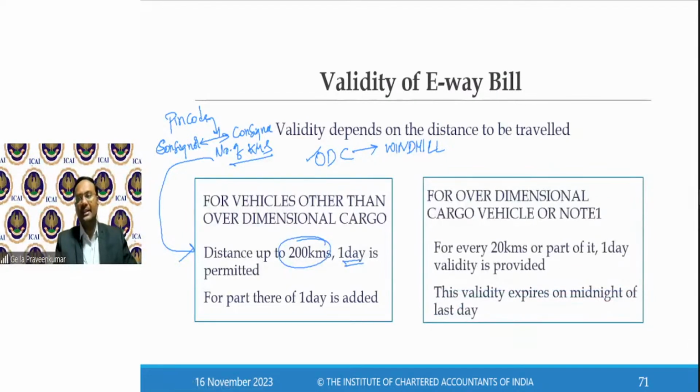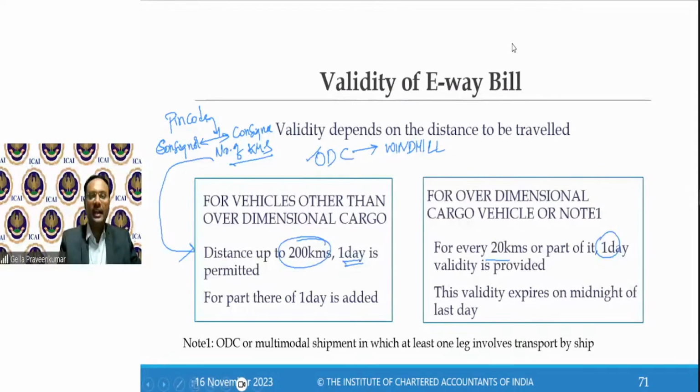So what if it is an over-dimensional cargo? Then the provisions say, because it's a big truck, for every 20 kilometers I'll give you 1 day, where the goods are meant for movement through ODC, or it is a multi-modal shipment in which at least one leg involves transport by ship. So if it is a multi-modal shipment, then I'll select 20 kilometers for every 1 day.